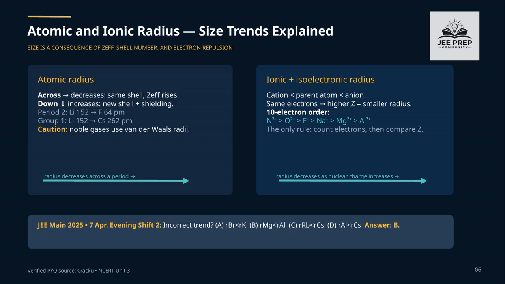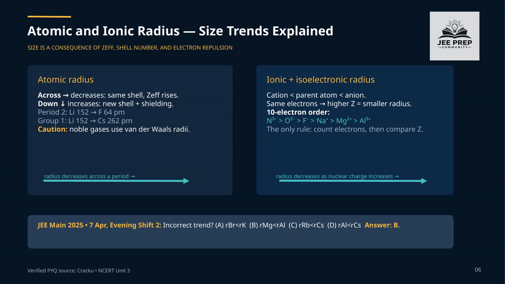The first exception is beryllium compared with boron. Beryllium has the configuration 1s2, 2s2. Boron has 1s2, 2s2, 2p1. A simple periodic rule might predict boron should have a higher ionization enthalpy because boron has one more proton. But ask which electron is actually removed. Beryllium loses a 2s electron. Boron loses a 2p electron.